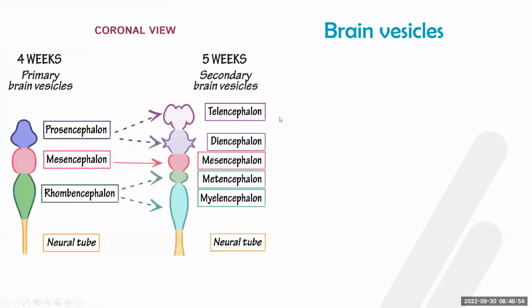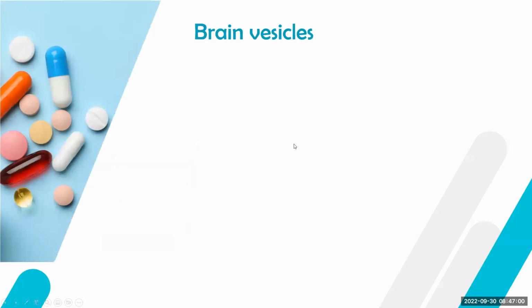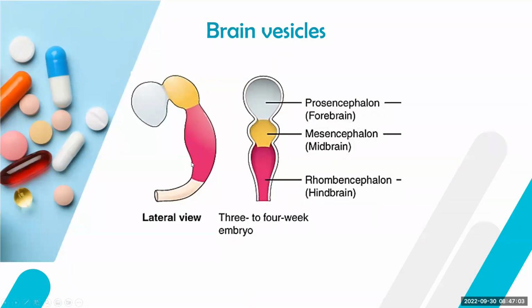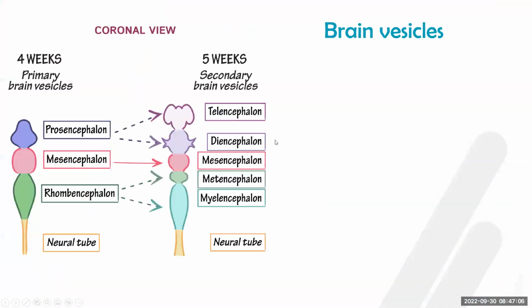Then what happens in the 4th week and the 5th week? By the way, these are known as primary brain vesicles. Then some secondary brain vesicles appear. So the prosencephalon will give rise to side dilatations, dividing into 2 dilatations. One of them is the telencephalon, while the other one is the diencephalon. And also the rhombencephalon will subdivide into 2 vesicles, the metencephalon and the myelencephalon.